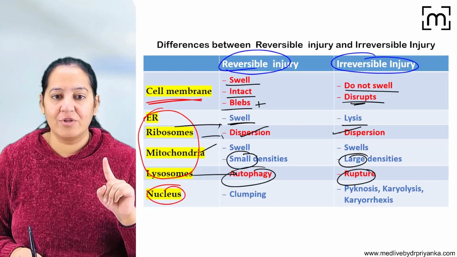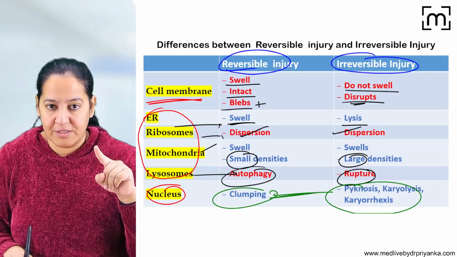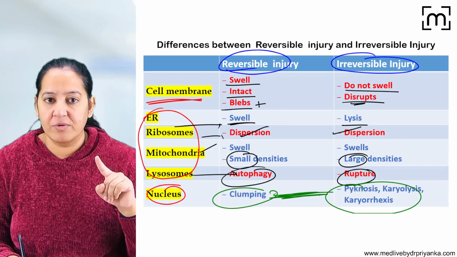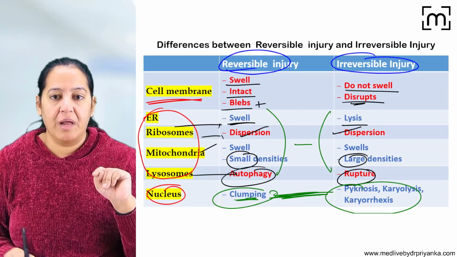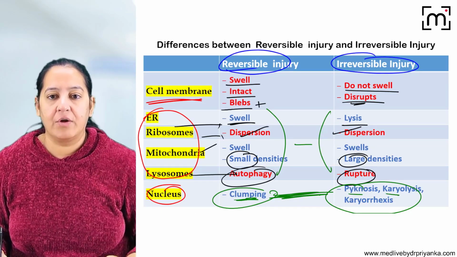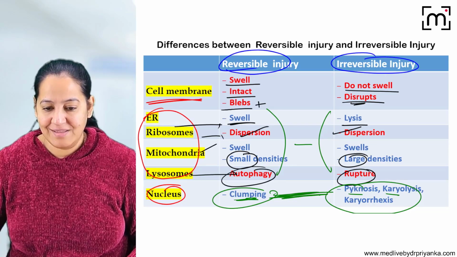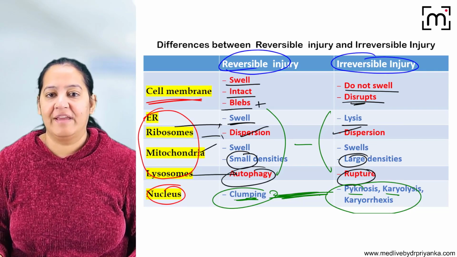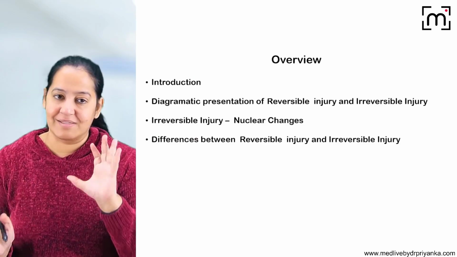What about the nucleus? Finally, nucleus. Here nucleus shows one thing, here nucleus shows 3 things. Please learn, compare the nucleus of both of them. We have compared the 4 cell organelles. Now compare the nucleus of both of them. Here nucleus shows clumping. Here nucleus shows pycnosis, karyorrhexis and karyolysis. I hope you got it. So please learn this difference table. Okay. So this is all about reversible versus irreversible injury.